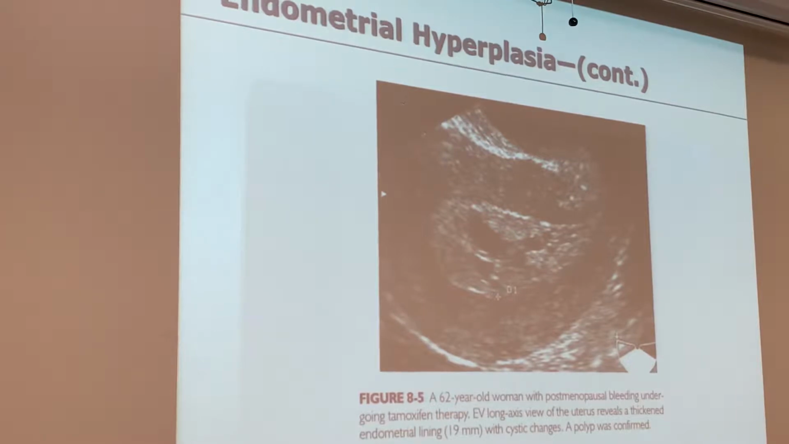So here is an endometrium that's overgrown. She's 62 years old. She probably is not on hormone replacement therapy unless she's had her ovaries removed. Okay, then she would be on hormone replacement therapy. But she has postmenopausal bleeding. Postmenopausal bleeding. I didn't have a period for a year. I had bleeding. It won't stop.